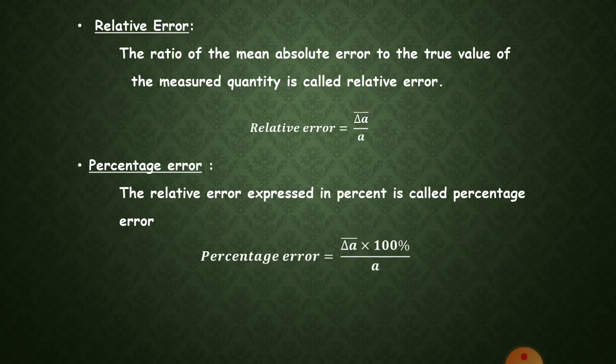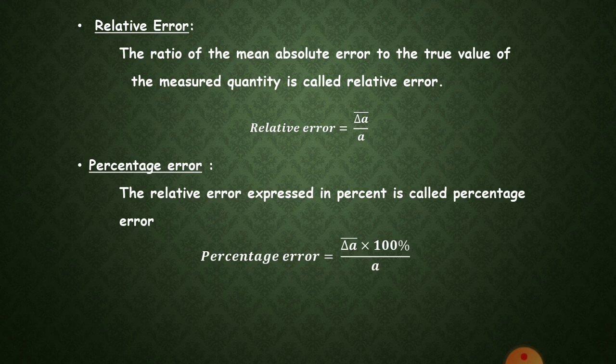Next is the relative error. Relative error is the ratio of mean absolute error to the true value of the measured quantity. This is denoted by delta A bar divided by A bar. What is delta A bar? This is the mean absolute error, and what is in the denominator? That is the mean value, that is the actual value.